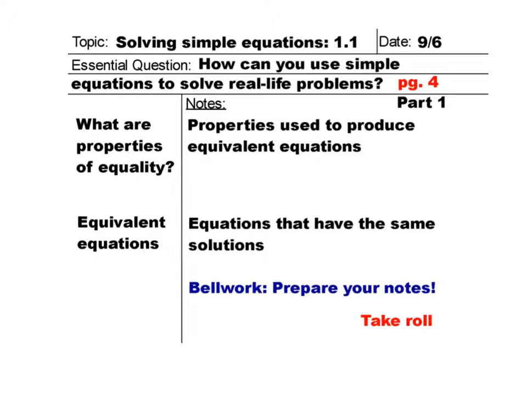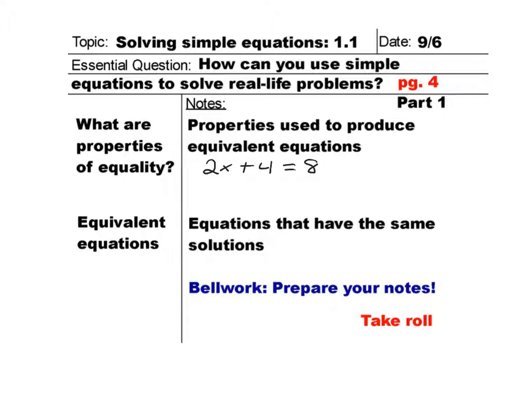So the first thing that we need to understand with solving equations are our properties of equality. They are properties that help us produce equivalent equations. All that means is that, for example, let's say that I have something like this: 2x plus 4 equals 8. If I want to solve for x, what do I do? Do you know? I need to get it by itself.